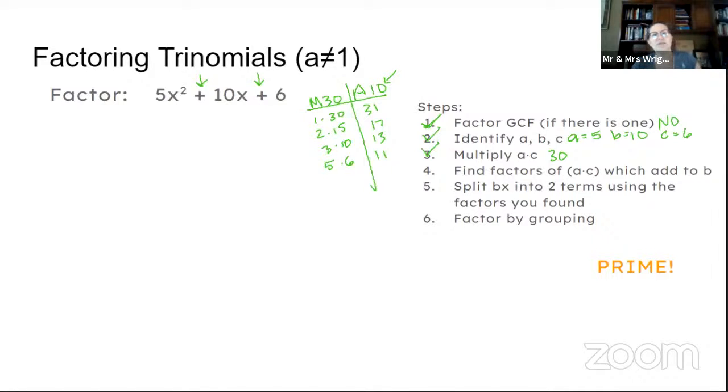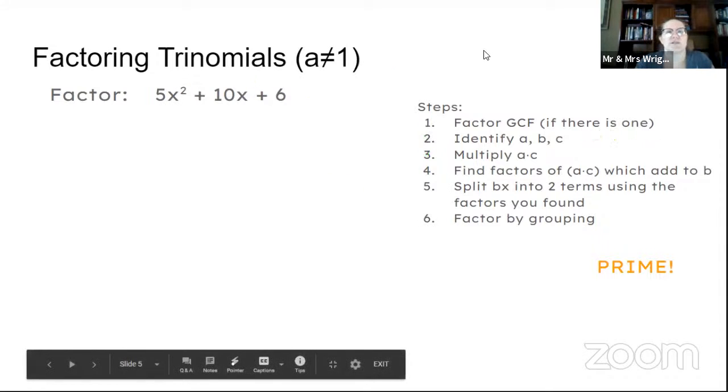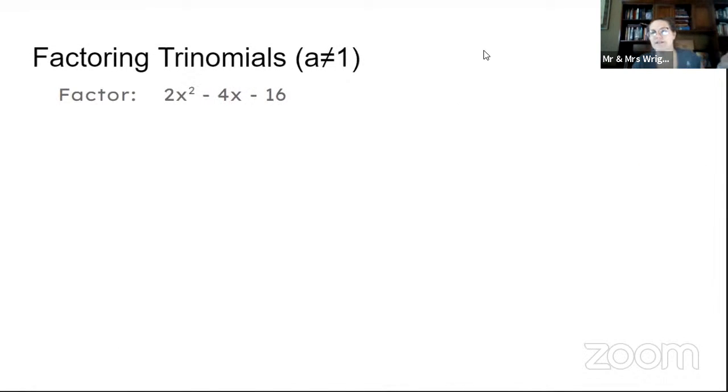You need to know what prime is, and you need to be able to identify when one of your polynomials is prime. And it just didn't fit any of our criteria. There was no GCF, and we couldn't find factors of A times C that added to be B. So it's prime.